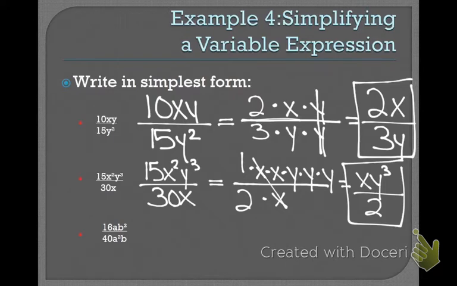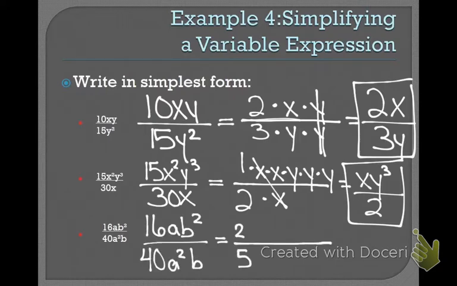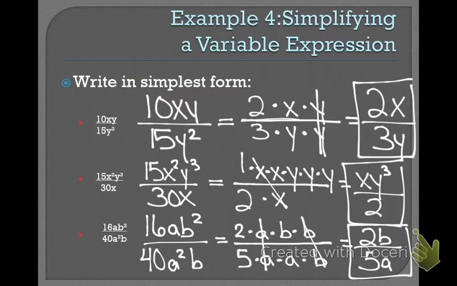All right, write the fraction in simplest form. So reduce the numbers, write the variables in expanded form, cancel the groups, and then rewrite your final answer. All right, so 16 over 40 reduces to what? 2/5. 2/5 times A times B over A times B. So what cancels? 1A and 1B. A and B. So what are you left with on top? 2B, and on bottom? 5A. All right, raise your hand if you got it.